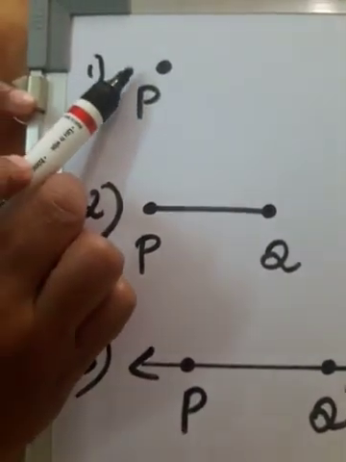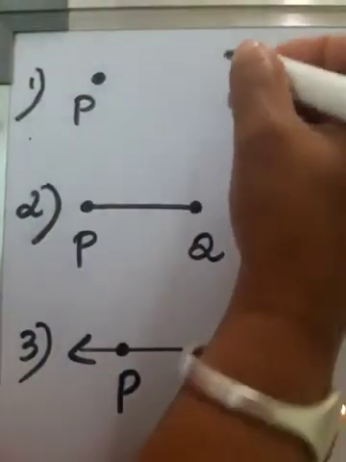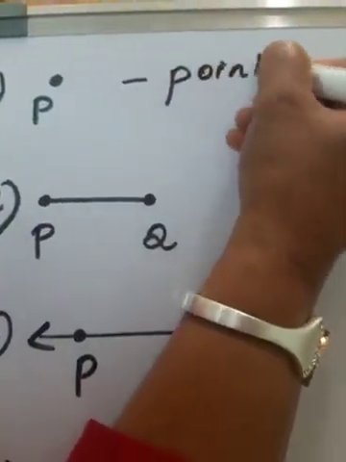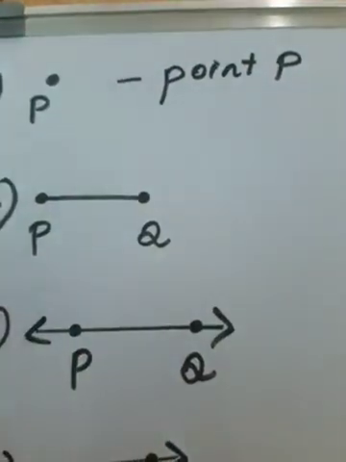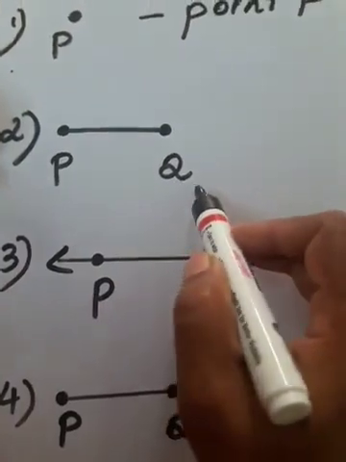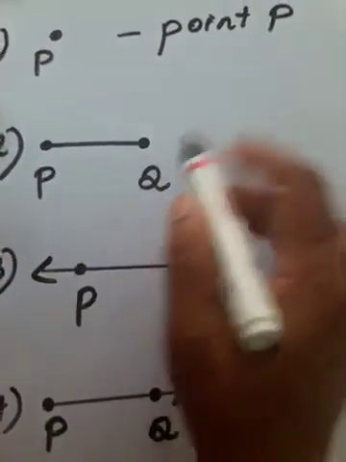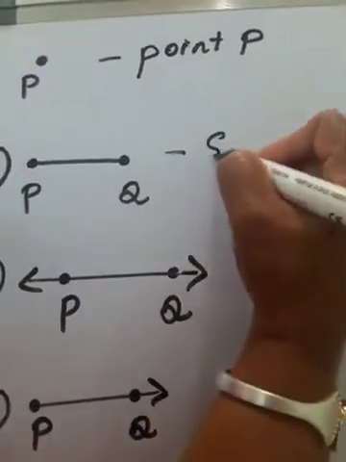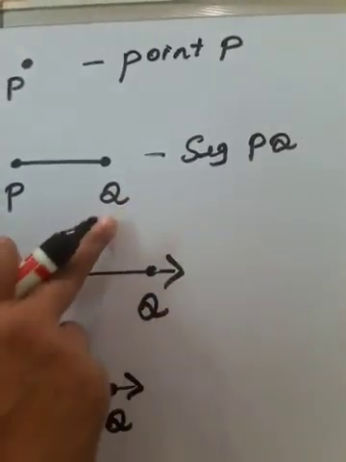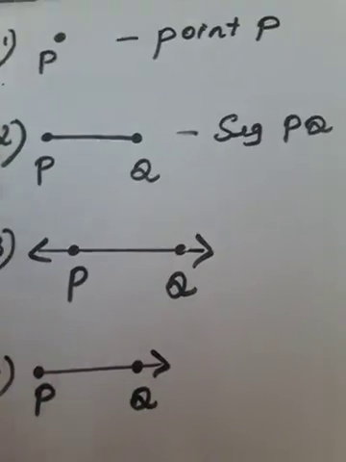This is a point. It is named as point P. Look at the second figure. It is a segment. Segment has two end points. It is named as seg PQ, or also you can name it as seg QP.